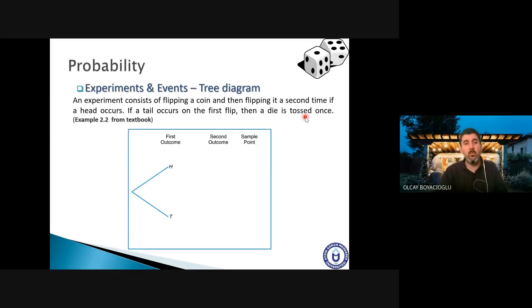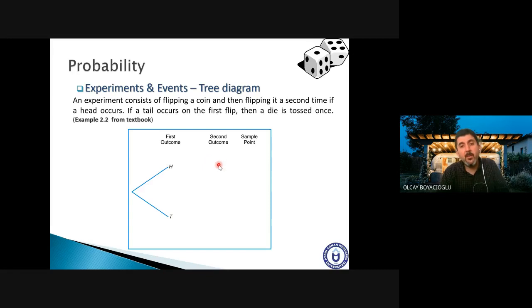So here it is. The first outcome. The first event would be flipping a coin. If a head occurs, what are we going to do in the second? If tail occurs, what are we going to do in the second one? Second outcome. Remember, if a head occurs here, flip it a second time. So in the second time, flip the coin again. That would mean that after the head, I can get another head or another tail.